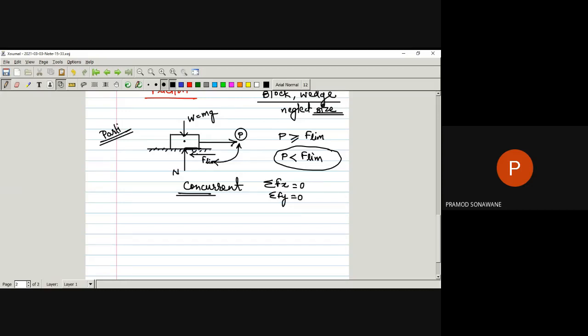We consider that all these forces are passing through a single point. They are all passing through the centroid of the figure. So on a single particle they are forming a concurrent coplanar force system.